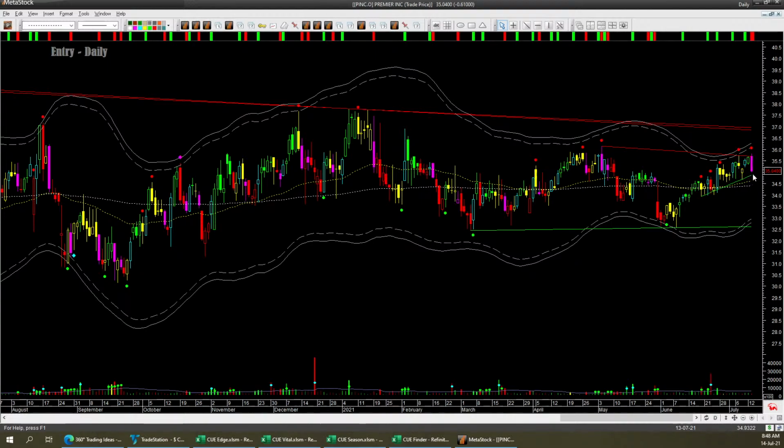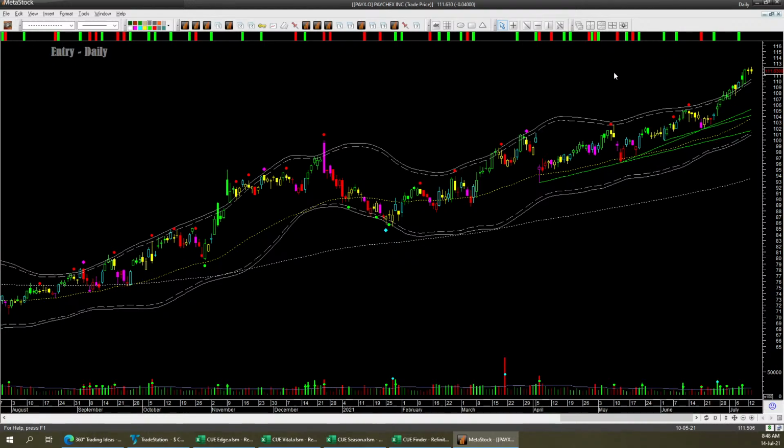So I am not going to consider shorting it. It's inside a triangle pattern. This one. Okay, Paychex, PAYX. I'll come back to Paychex.